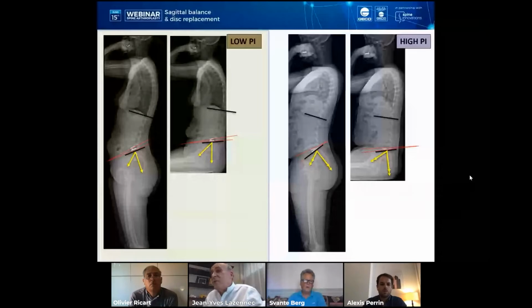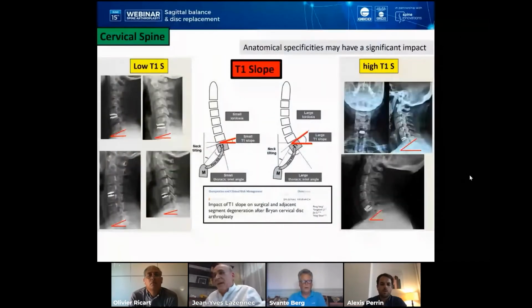On the right, you have a patient with high pelvic incidence, huge modification of the global balance, and you see you are demanding much more of the viscoelastic implant. So we have the functional aspect of standing to sitting, but we also probably have a structural problem due to the pelvic incidence. Now moving quickly to the cervical spine.